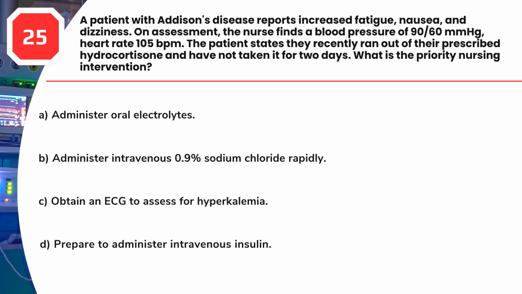Question 25. A patient with Addison's disease reports increased fatigue, nausea, and dizziness. On assessment, the nurse finds a blood pressure of 90/60 millimeters of mercury, heart rate 105 bpm. The patient states they recently ran out of their prescribed hydrocortisone and have not taken it for 2 days. What is the priority nursing intervention?